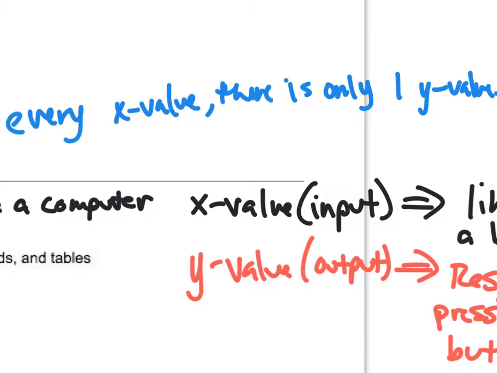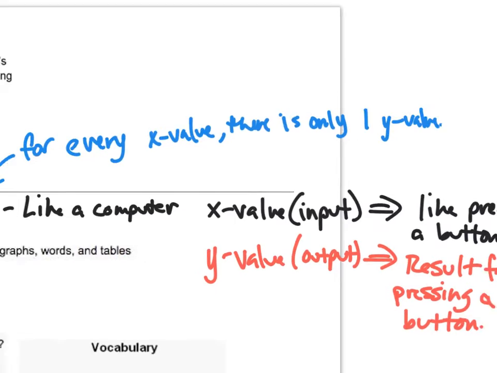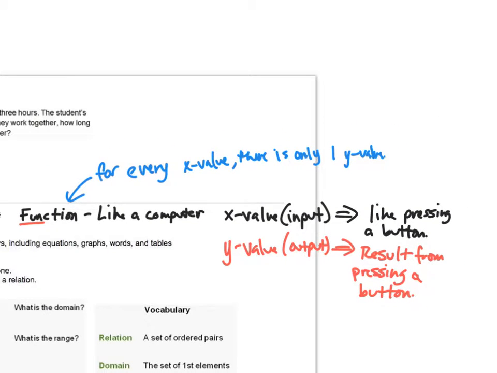The whole concept of technology and computers is based off of this idea. I push a button, that's an X value. The result that we get on the computer screen is the Y value. That's the application of it, so you guys can make sense of all this stuff, because it's kind of weird and tricky if you don't put it in terms of computers. Since you are of a technology generation, you are so used to this idea that you don't understand the mathematics behind it.